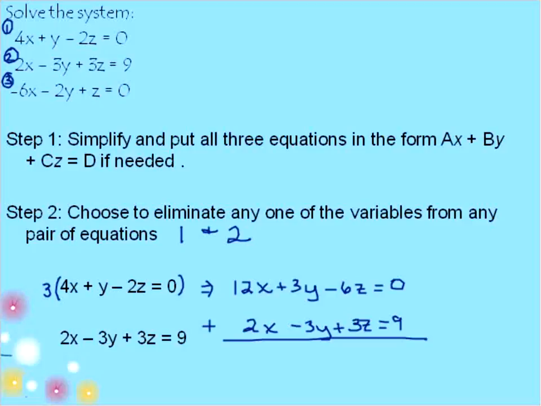Add my two equations together, and that gives me 14x minus 3z, because 3y minus 3y is 0, equal to 0 plus 9, which is 9. Now, guys, these are going to be long problems. Once you get the hang of them, they can be pretty quick. Lots of places to make mistakes, though, so you really need to be careful with your positives and negatives. So let's talk about our next step.